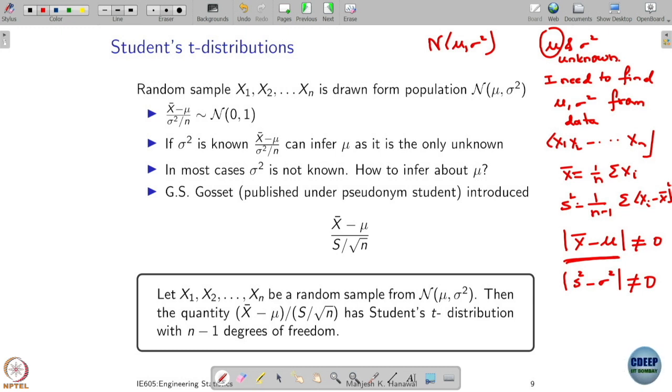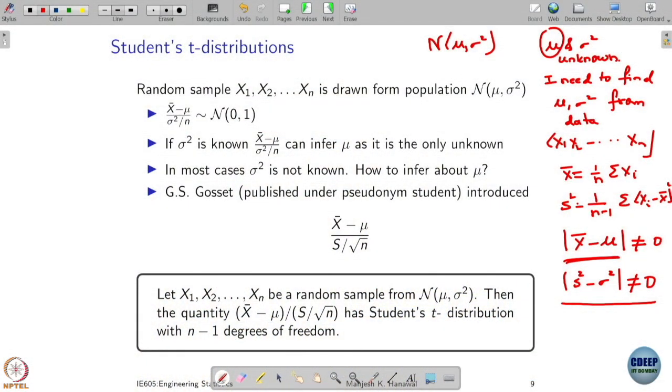If I compute this with only n samples, I know that this is not going to be 0, it is going to be some positive value, but how much is that? And how can I quantify that? Similarly, this also I know is not going to be 0, but how much is that error? And I need to quantify that.